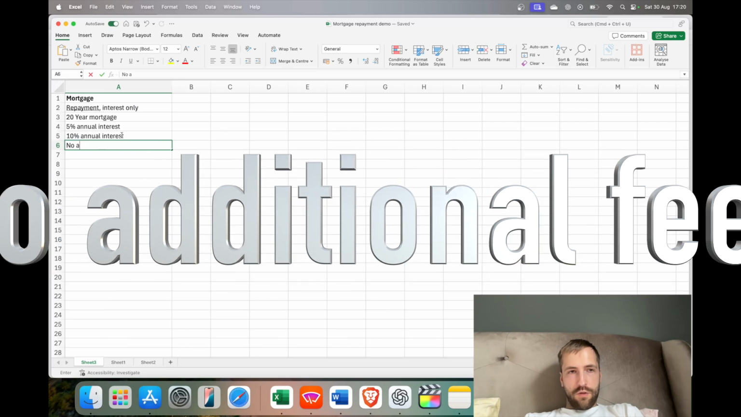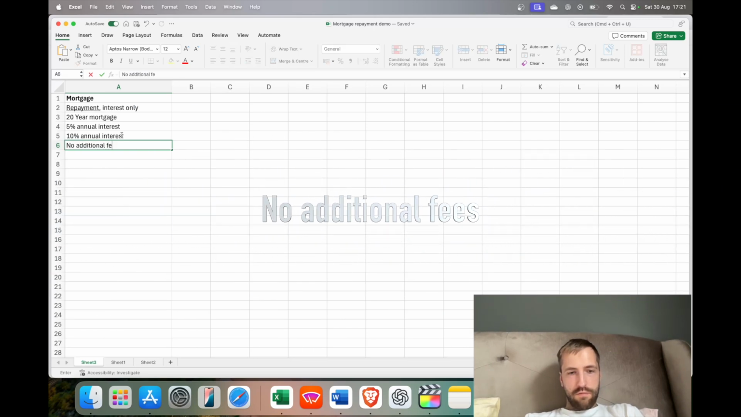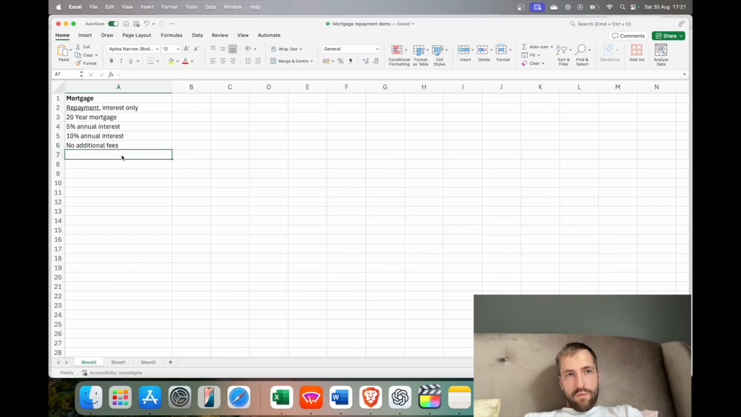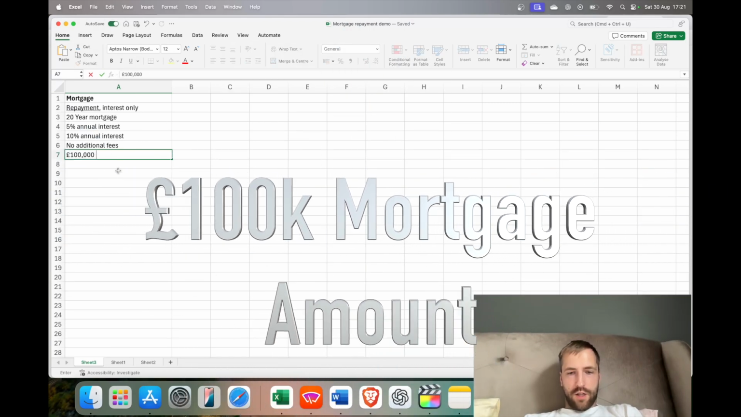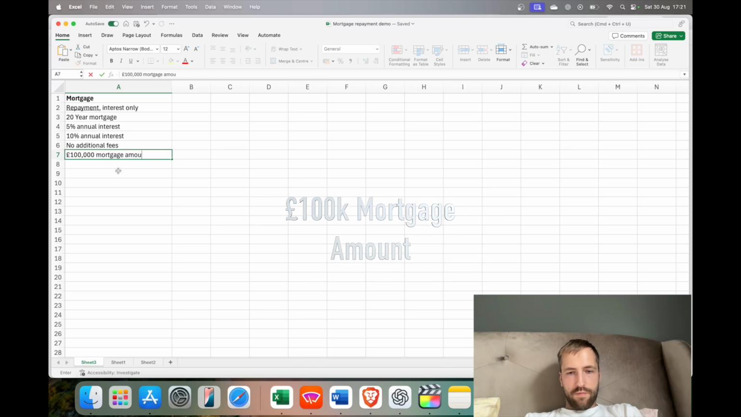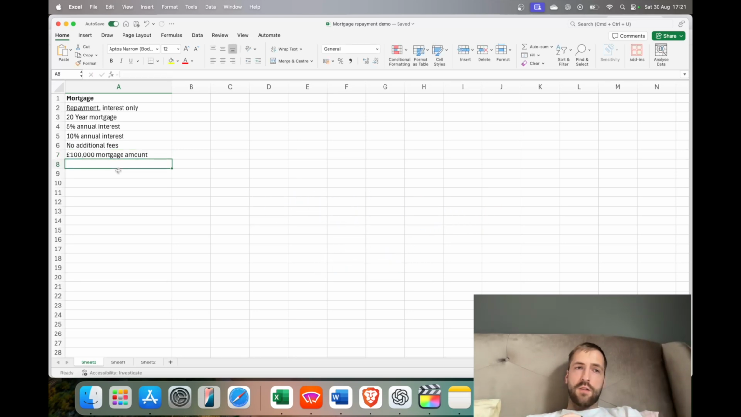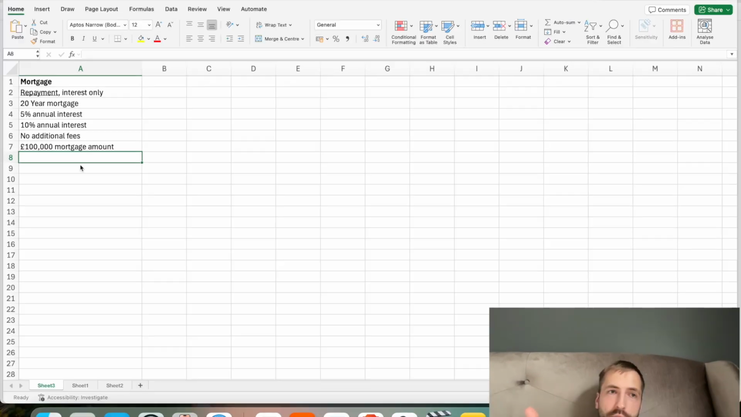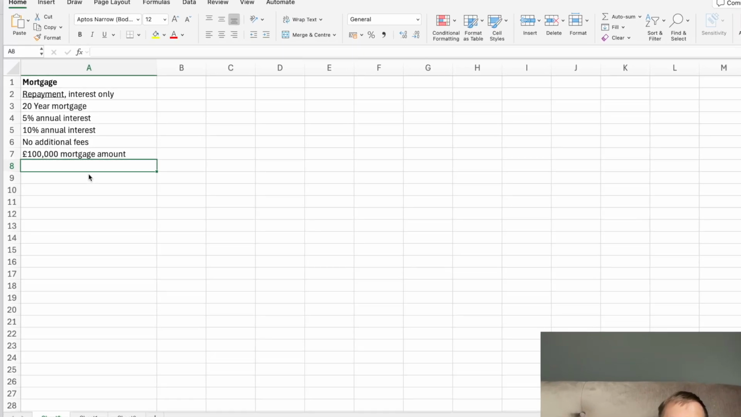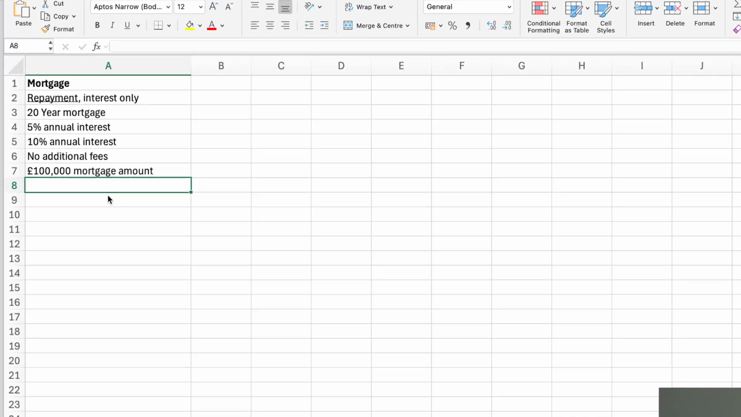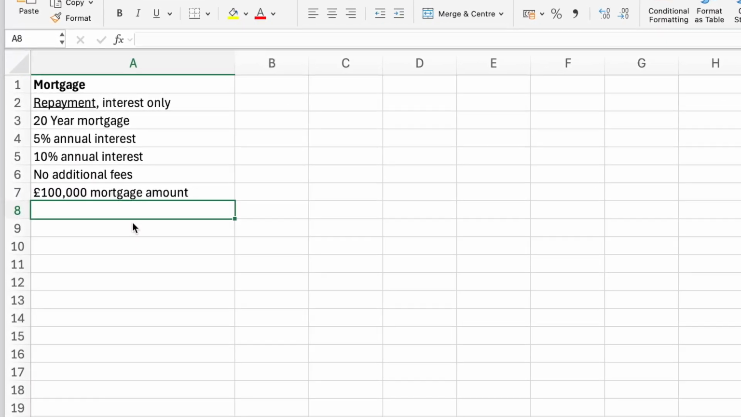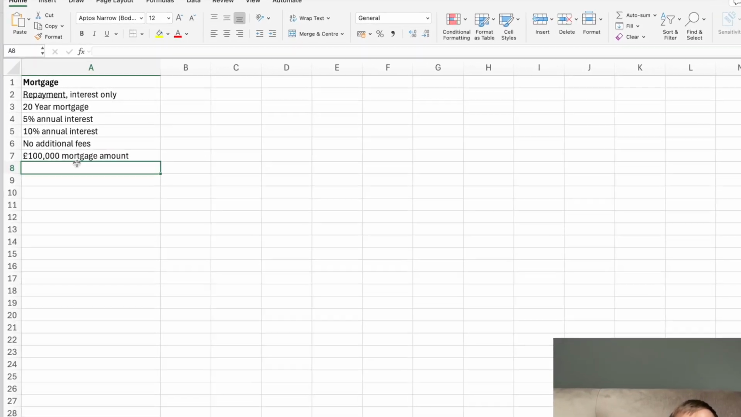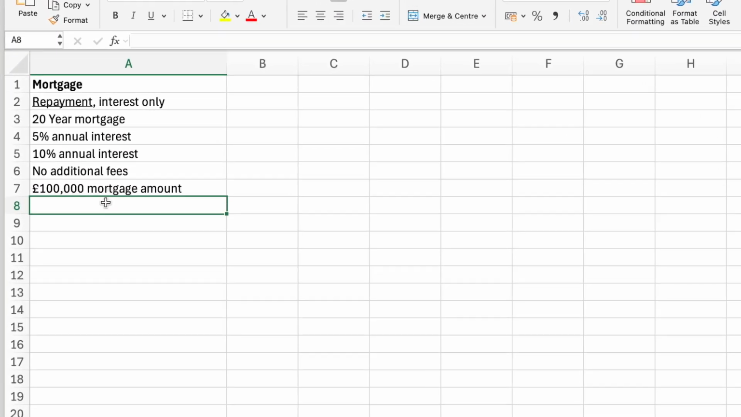I want to have no additional fees, and just keeping it realistic, just say the mortgage amount is 100,000. So for this exercise, forget about any deposits. Just think about taking a repayment mortgage for 20 years at either 5 or 10% interest, no additional fees, and the amount that you're taking is going to be £100,000. So those are the conditions that I want to set for this exercise.